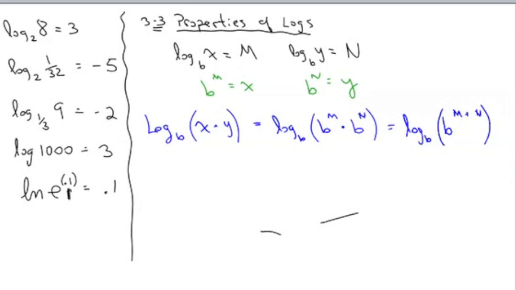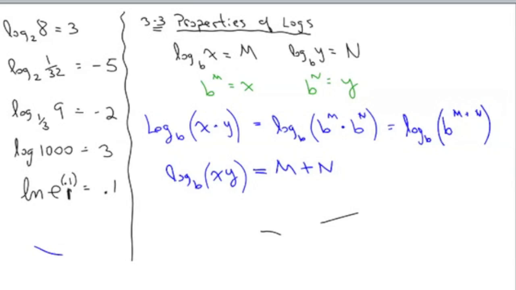Why do I want to do that? Now I have these two b's right next to each other. One's a log and the other one's an exponential. They go poof, and what are you left with? m plus n. Log base b of x times y is equal to m plus n.